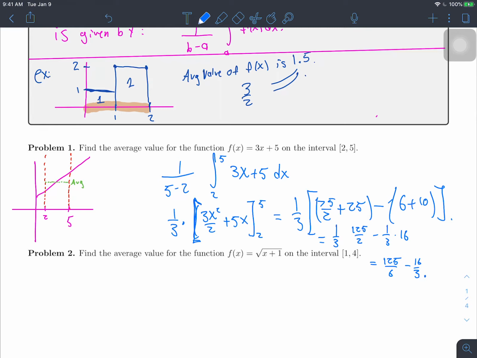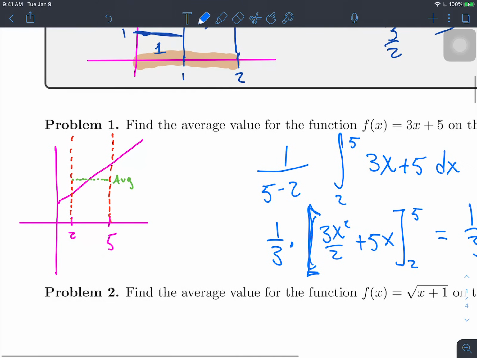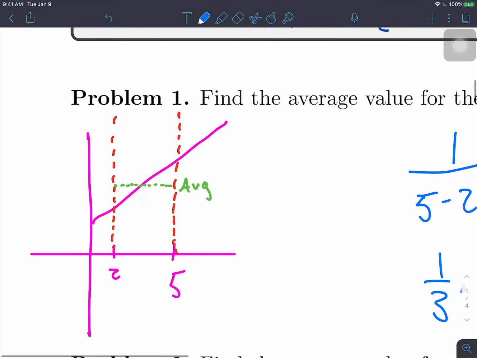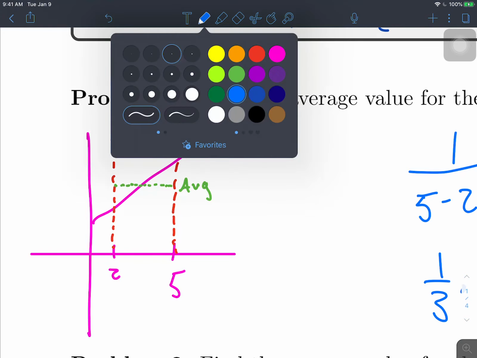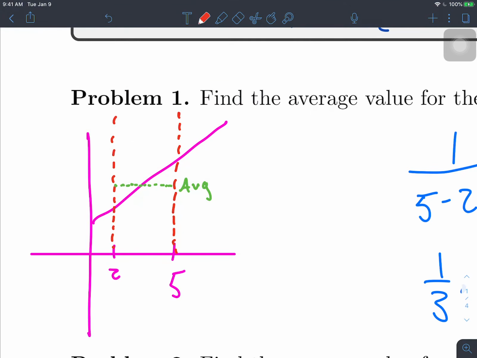Okay, and what that is, is just the average value of this pink line in between these two goalposts. It's as if I take a whole bunch of points on this line here, and I'm trying to find the average height of all of the points which are in between these two goalposts. I want to take the average value, or the average height, of all of those points.